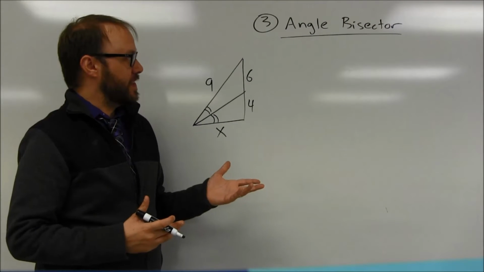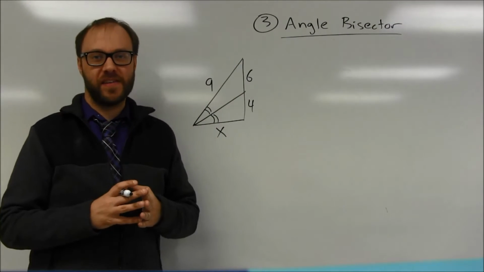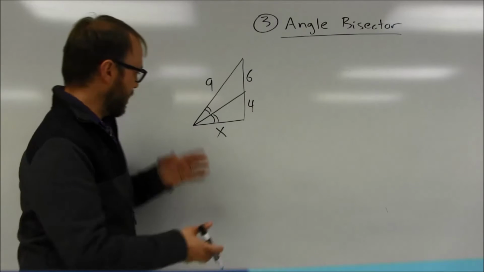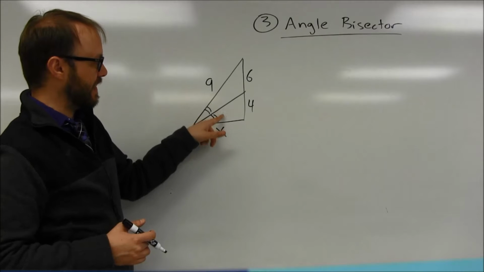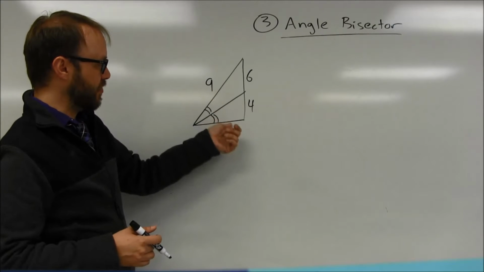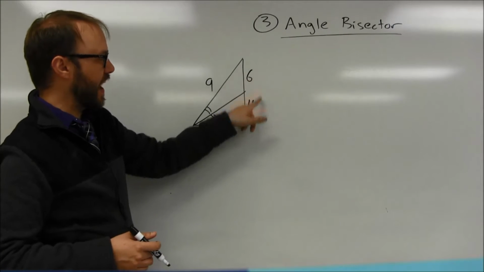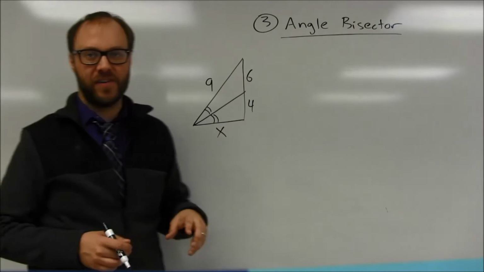The third relationship in this section is what's referred to as the angle bisector relationship. It might look something like this. You might be given a triangle that has an angle that's being bisected. Maybe you've got some whole sides of the triangle, and maybe you've got the opposite side of the triangle being broken into parts.